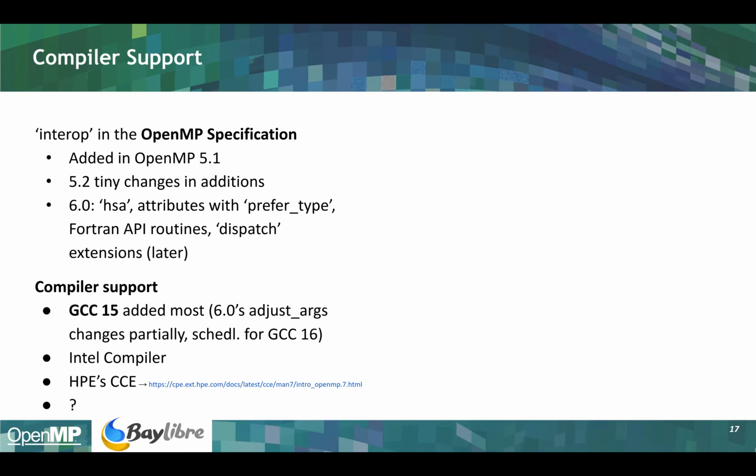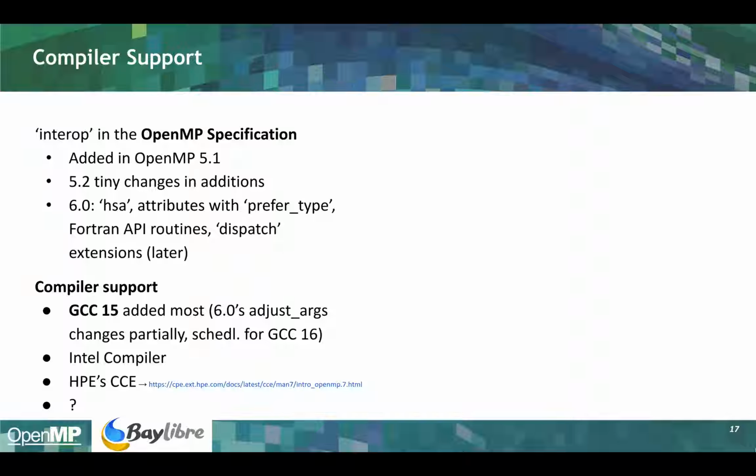Okay, talking about compilers. Interop itself was added to OpenMP in version 5.1. It's already quite a while ago, so one can expect that a couple of compilers already support it to some extent. 5.2 didn't change much. Version 6 added a couple of useful things you may not usually encounter, but some of them are quite useful. A bit more about those in a moment. The ones which are more useful: HSA I already mentioned, Fortran API routines as well.